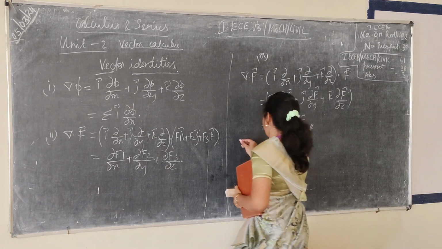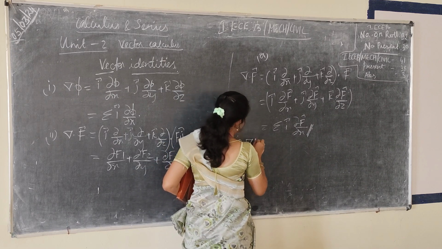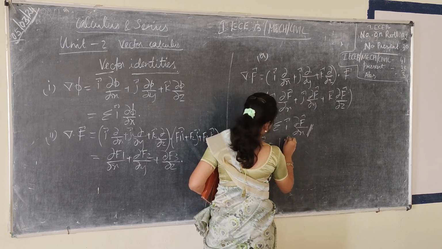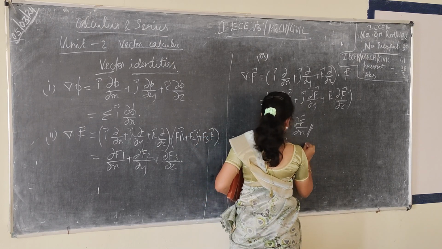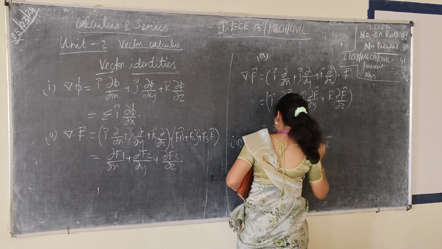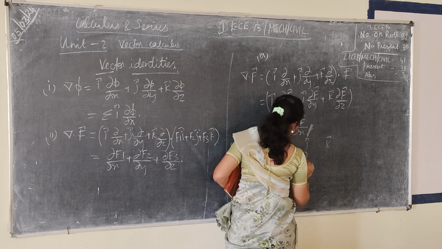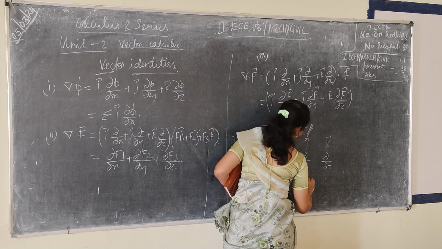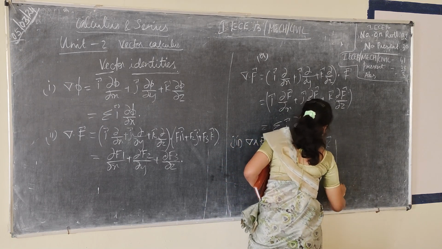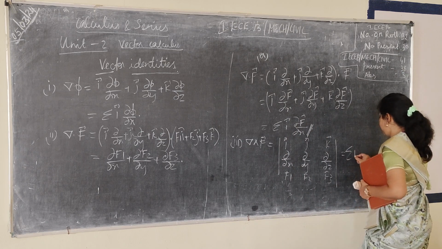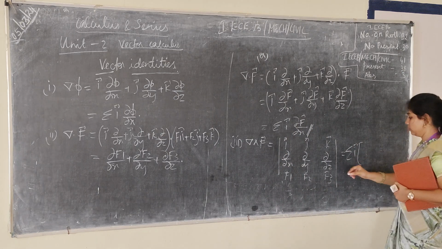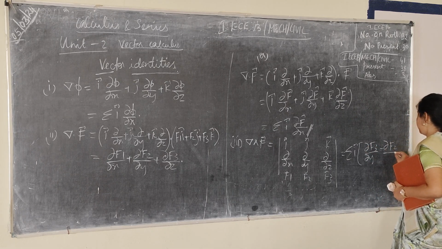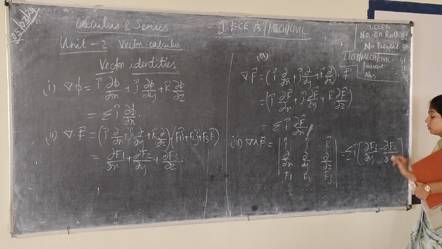Similarly, for cross product also we can write del cross f vector is equal to the determinant with i vector, j vector, k vector; dou by dou x, dou by dou y, dou by dou z; f1, f2, f3. So you can write summation i vector (dou f3 by dou y minus dou f2 by dou z).